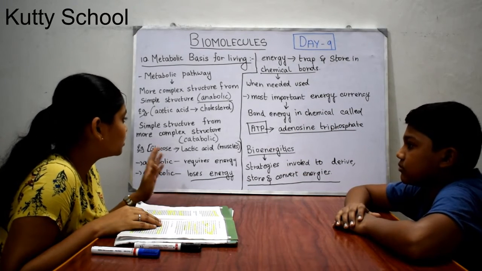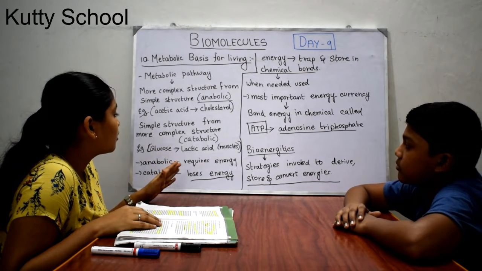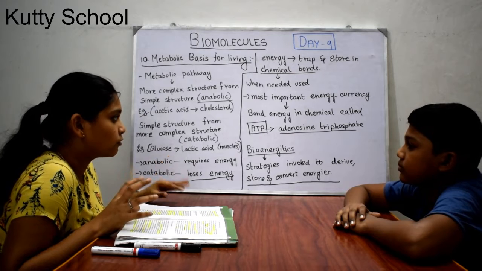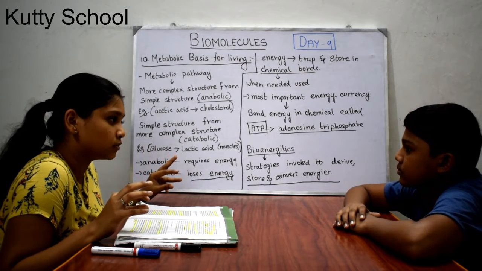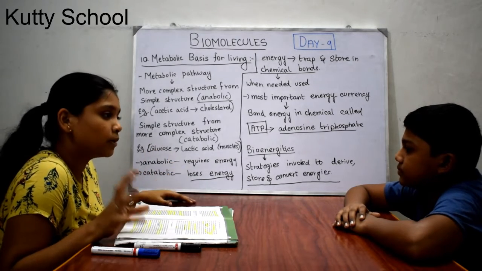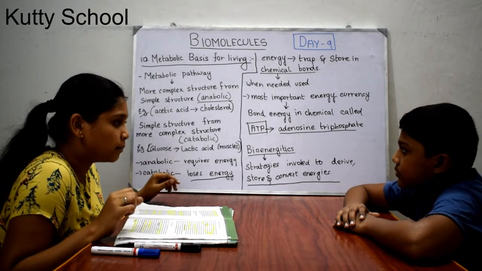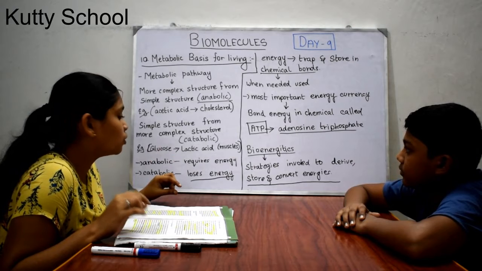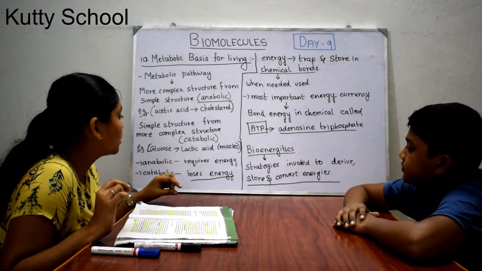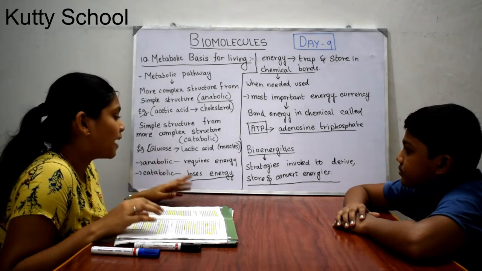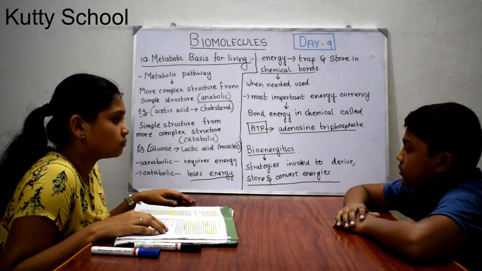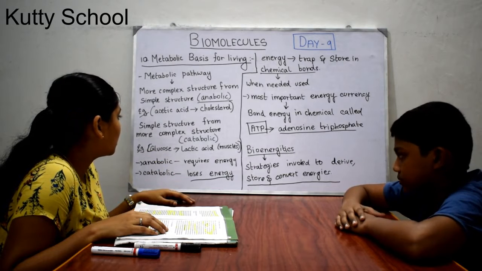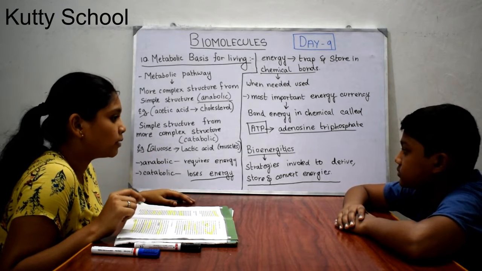When a complex structure forms a simple structure, from complex it is becoming simple. So from cholesterol it is becoming acetic acid. So it is a catabolic pathway. An example of a catabolic pathway is glucose, which becomes lactic acid in muscles. So this is a simple structure from a more complex one.